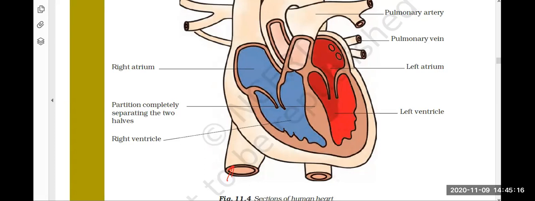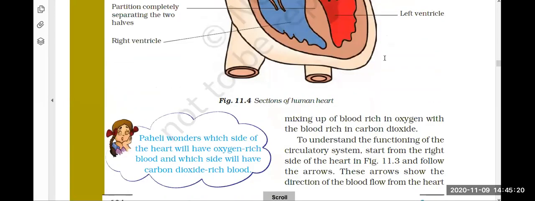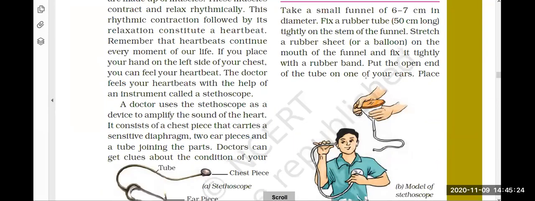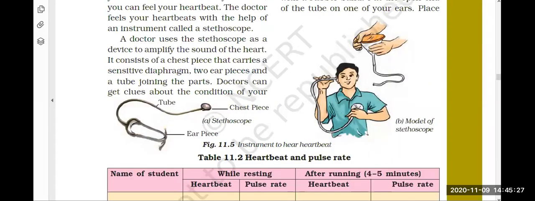Very good, everyone. Very good. So we studied till this. What is heartbeat? We studied that.